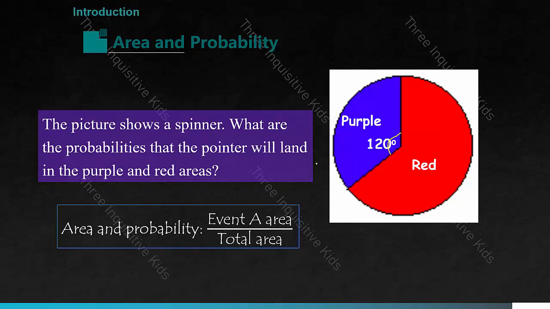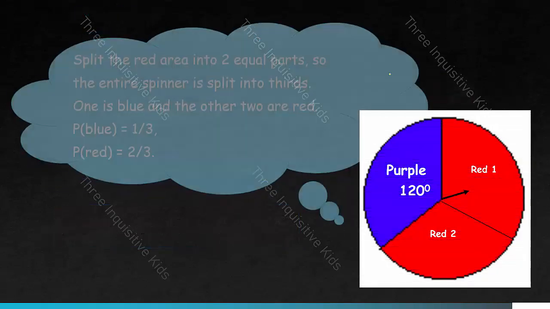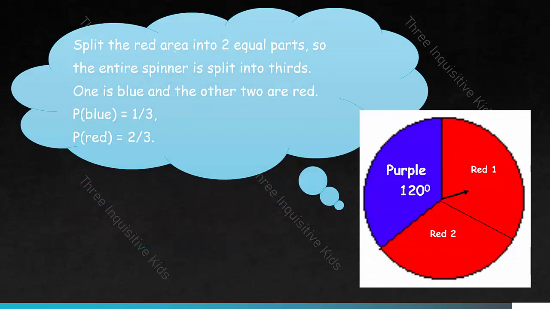The area of event A is the numerator, and the total area is the denominator. So we can first split the red area into 2 equal parts. So the entire spinner is split into thirds. 1/3 is purple, and the other 2 are red. So the probability of landing on the purple section would be 1/3, and the probability of landing on the red section would be 2/3. How do we know to split this entire circle into thirds?